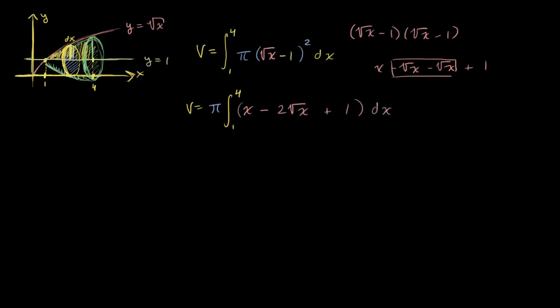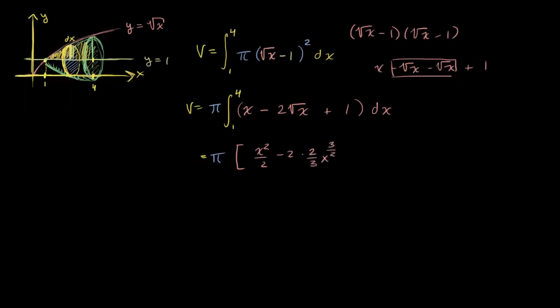So this is going to be equal to, let's put our pi out there, the antiderivative of this business. So the antiderivative of x is x squared over 2. Then minus 2 times the antiderivative of square root of x. Well, square root of x is just x to the 1/2 power, so we increment the power by 1. So it's going to be x to the 3/2 power times 2/3.